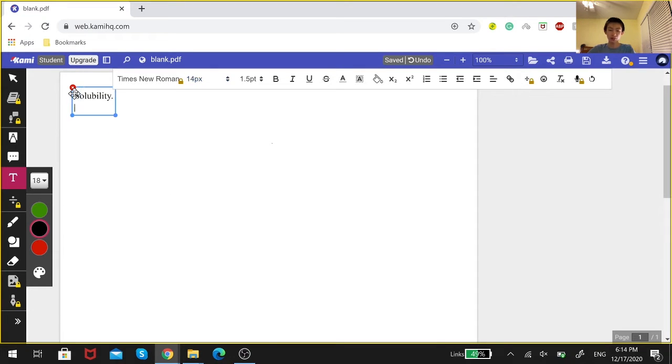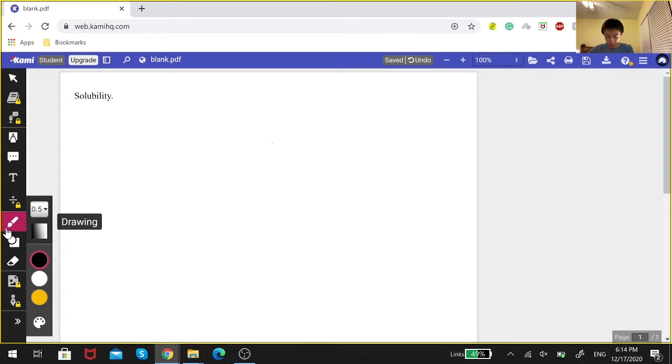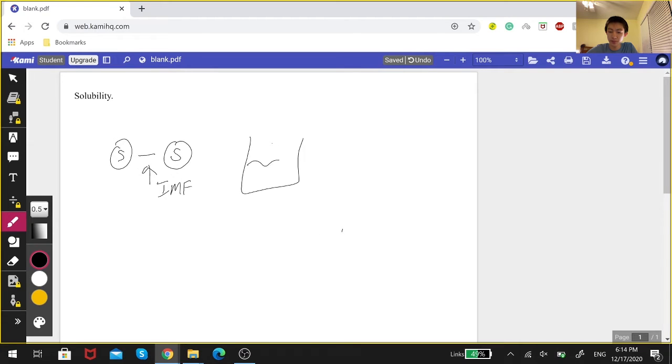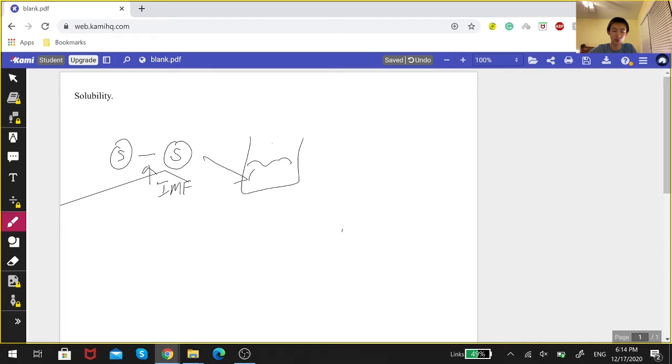So let's say you have two sugar molecules. We have one sugar, not sulfur, sugar, to another sugar. Now they have intermolecular forces in between these sugar molecules. And when you put it into water, what the water does is H2O in water breaks the intermolecular forces in between them, which causes them to be dissolved.